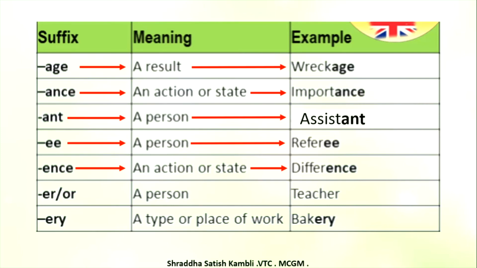Then you have ER or OR, which again becomes a person. For example, when I add ER to teach, it becomes teacher. Okay. Then you have ERY, which is a type or a place of work. Alright. So when I add ERY to bake, it becomes bakery. So these are some examples of suffixes used in language. So we saw prefixes, we saw suffixes.